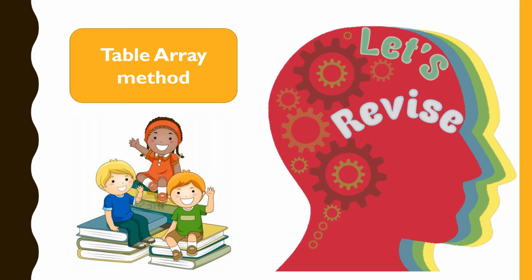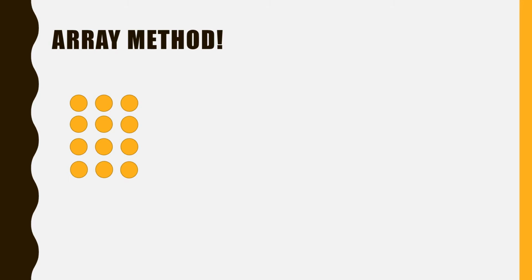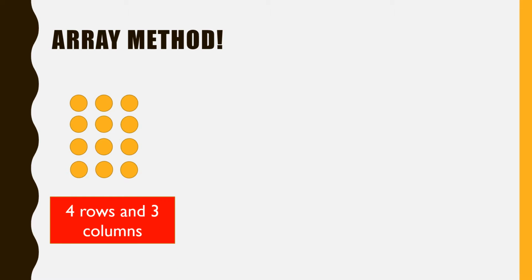Let's move ahead. Let's revise the table array method. We have learned this last time, right? Let's revise. So can you see this? These are the arrays. So can you see how many rows are there? Let's count. 1, 2, 3, 4 rows are there. And how many columns? 1, 2, 3 columns. So 4 rows and 3 columns. So what will I do? 4 times 3. How will I write it? 4 times 3. 4 times 3 gives me 12.